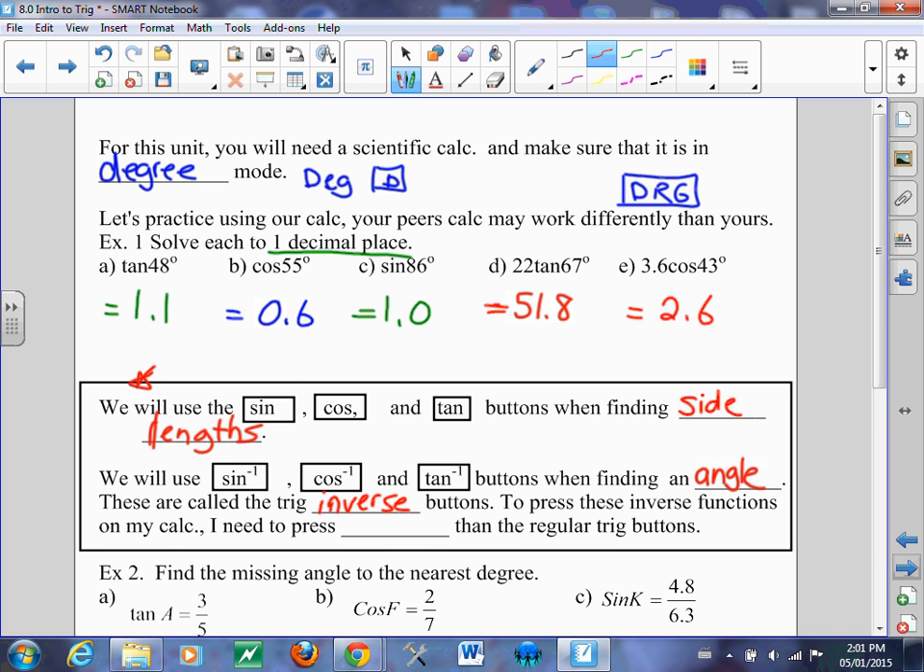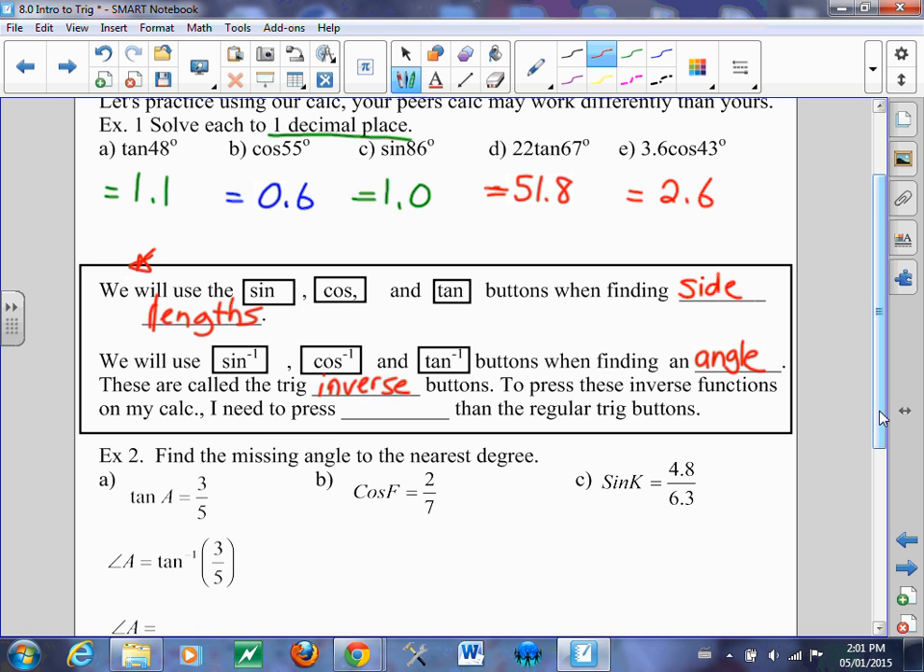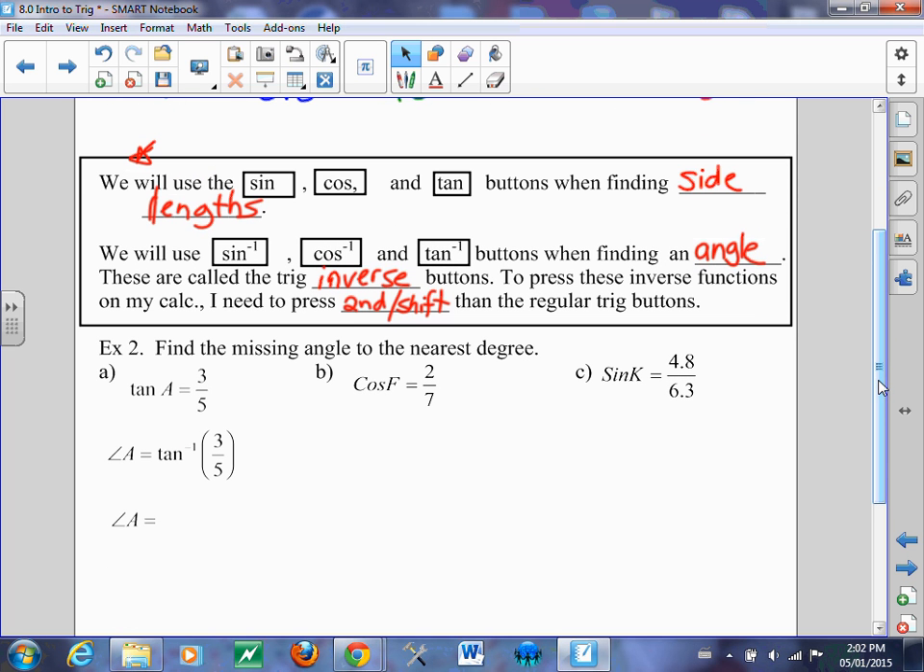To press the inverse button on your calculator, look at whatever color matches up. It's either going to be the second key or the shift key or the inverse key, depending on which one you have. Put down only the one that you use. Because trigonometry deals with finding angles as well as side lengths, I'm going to show you how to do this.